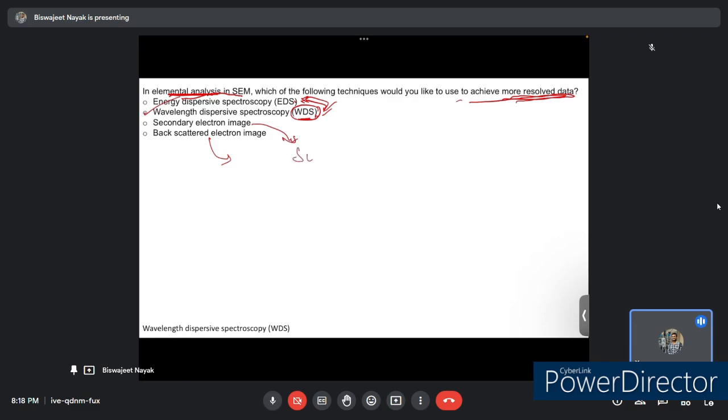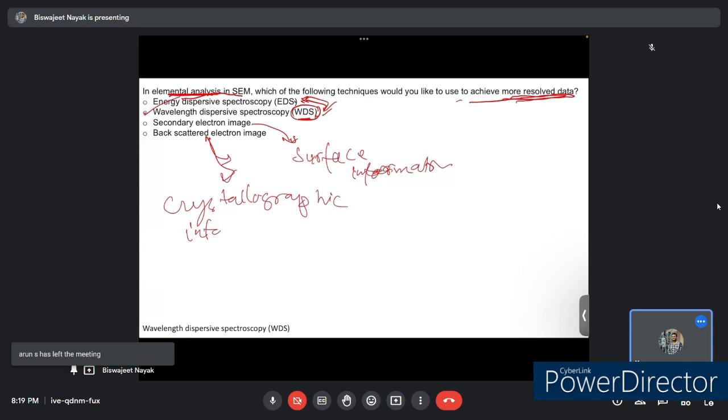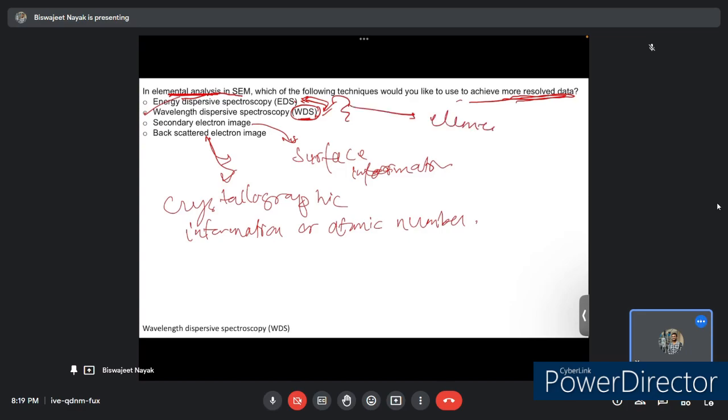Secondary electron imaging gives surface information. Backscatter gives crystallographic information, or about the atomic number of the element being there, and these two, EDS and WDS, will give elemental information, and from that, WDS will give better information than EDS.